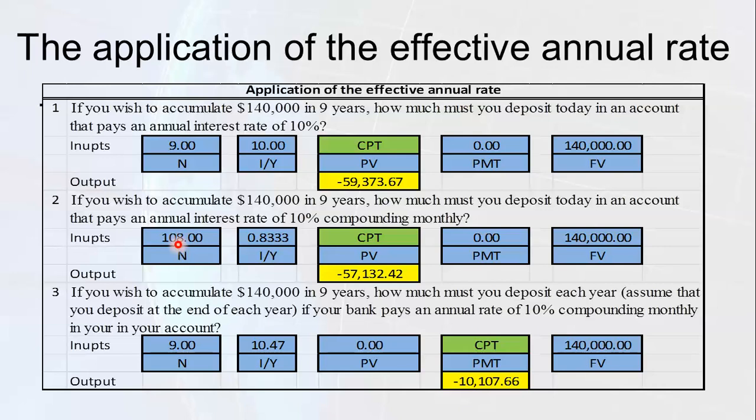Now N equals number of periods. I/Y is rate per period. This 0 is payment per period. Okay, so that's not a problem. Now let's look at this example, another example.